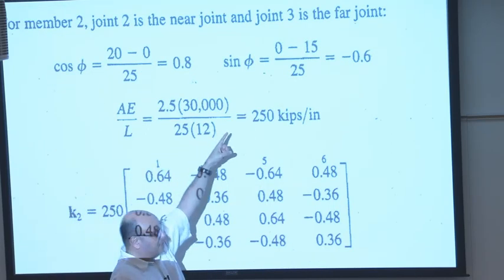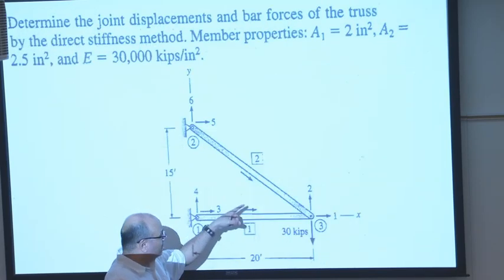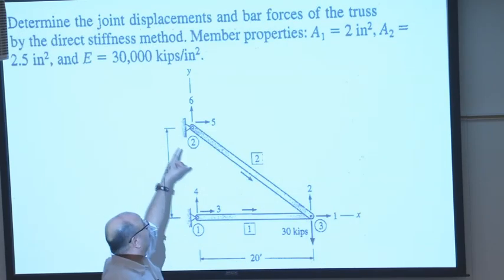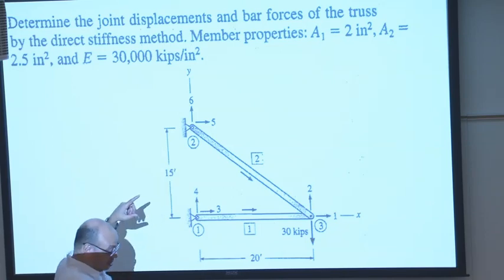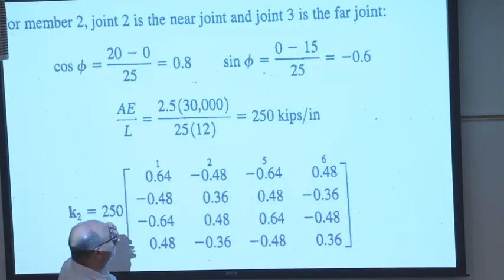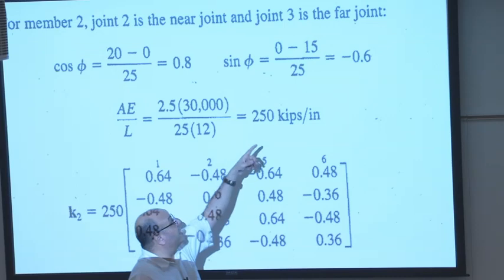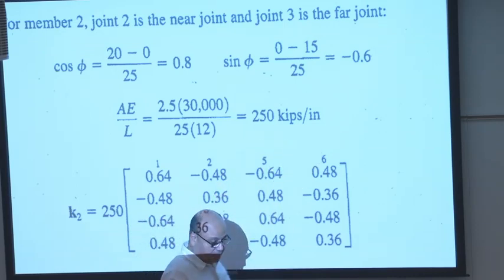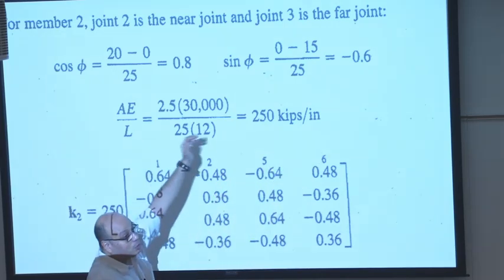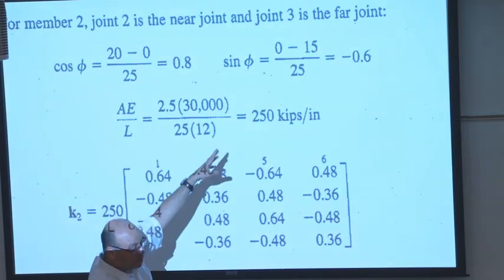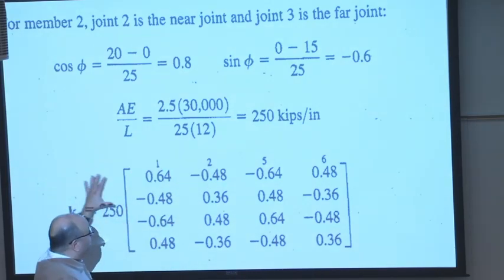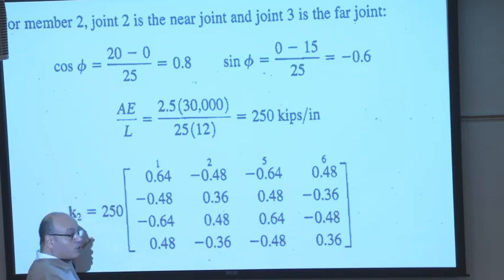The sine is y far, which is 0, and y near, as you can see right there, is 15, divided by the length, so it's going to give you a negative sign. This is lambda x and lambda y, or cosine and sine. And you plug this into that matrix right here for element number 2.